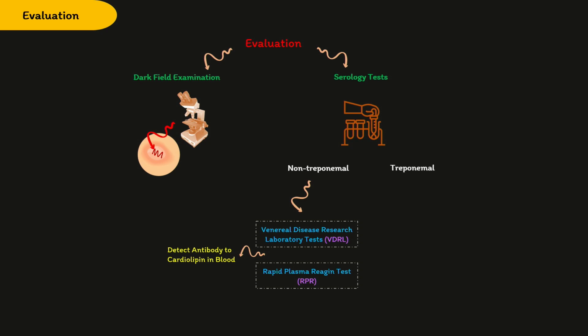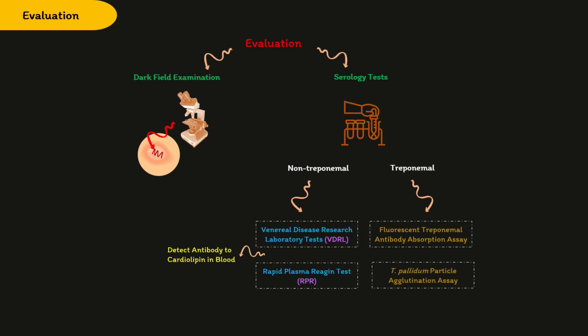Now, positive non-treponemal tests are confirmed with treponemal tests, which include the fluorescent treponemal antibody absorption assay and the Treponema pallidum particle agglutination assay, that basically detect antibodies to the Treponema pallidum in blood.